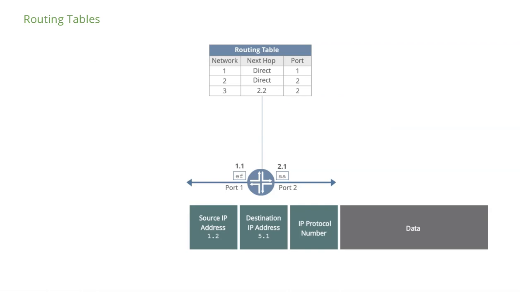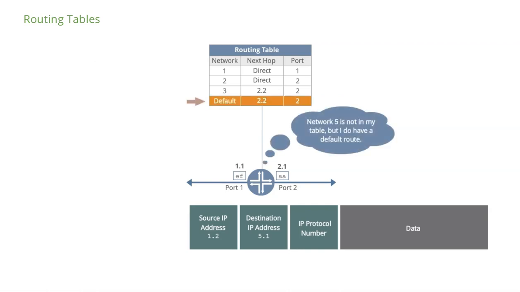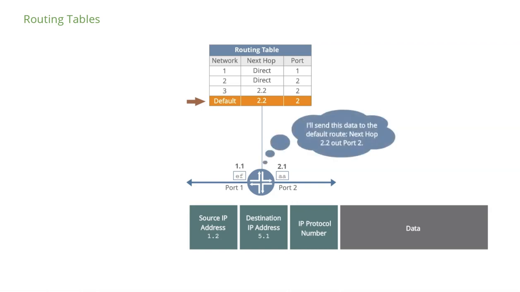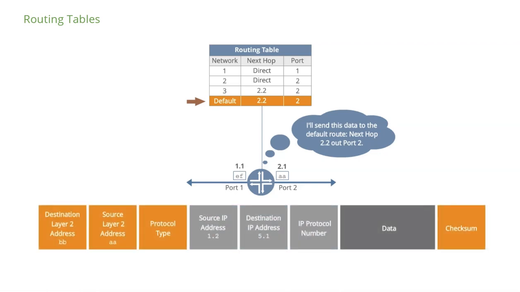To avoid this situation, many network administrators configure routers with a default route that tells each router which way to route a packet if it encounters one with a network number it doesn't have listed in its routing table. In this example, we've added a default route to the routing table that specifies that data addressed to any unknown network should be sent to the next hop 2.2 out port 2. The router adds a new Layer 2 frame so it can send the data to the specified next hop router. Perhaps the next hop router will have a route to Network 5 in its routing table.